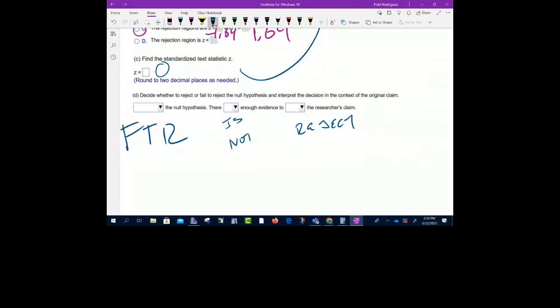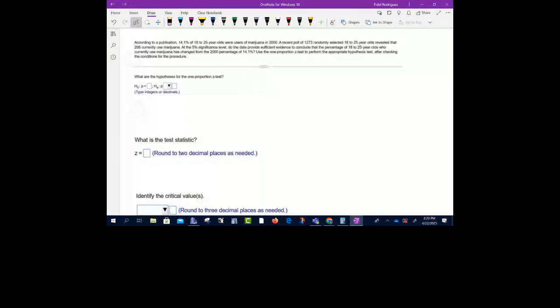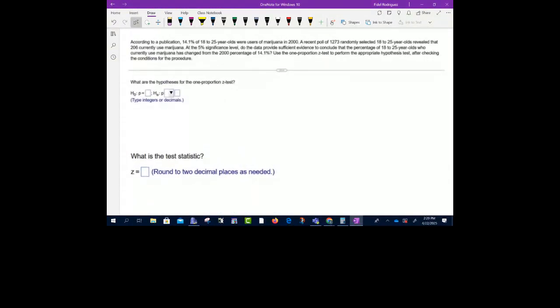So, y'all, I'm going to scroll down because I have one last question to do, my friends, and it says, according to a publication, 14.1% of 18 to 25-year-olds were users of marijuana in the year 2000. Okay, so let's take a look right here. Boom. The claim. The claim is that P is equal to, what is it, 0.141?